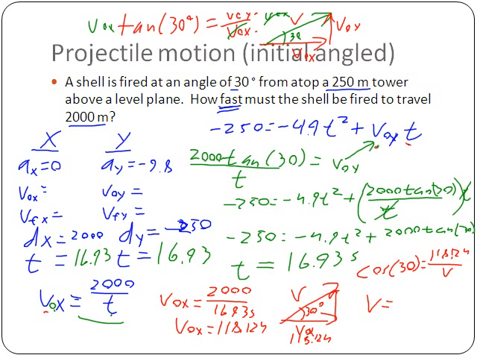Two significant figures would round 136 to 140, so this shell must be fired at 140 meters per second to reach a distance of 2,000 meters. That's a reasonable answer, because we found previously that firing the shell at 120 meters per second at the same angle will go 1,600 meters. So 140 meters per second would be reasonable to go 2,000. That would be about as complex as these projectile motion problems get.